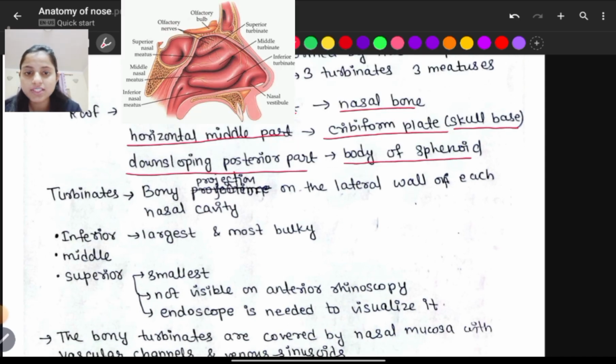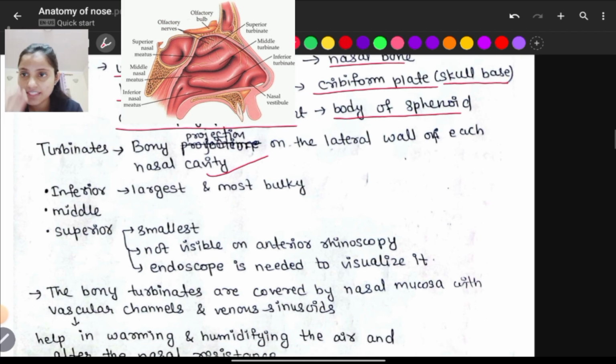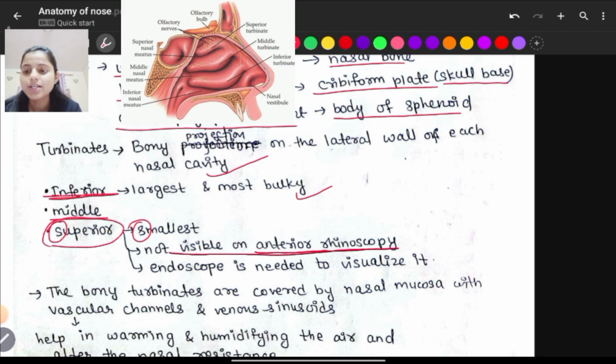Turbinates are bony projections on the lateral wall of each nasal cavity. There are 3 turbinates: inferior turbinate, middle turbinate, and the superior turbinate. The inferior turbinate is the largest and most bulky. It is visible in anterior rhinoscopy. The middle turbinate and the superior turbinate, which is the smallest turbinate, are not visible on anterior rhinoscopy. To visualize the superior turbinates, we need an endoscope.